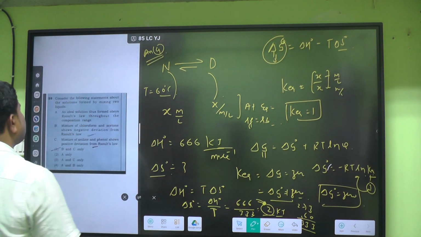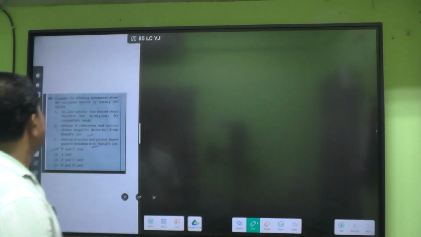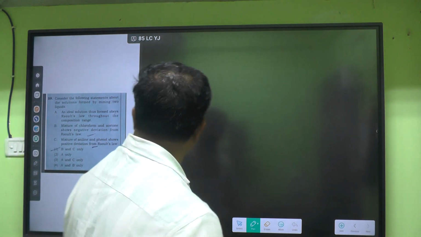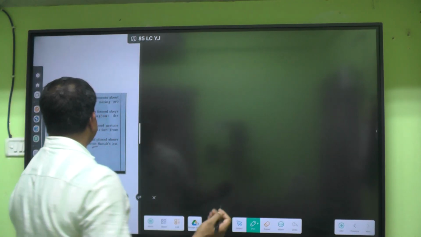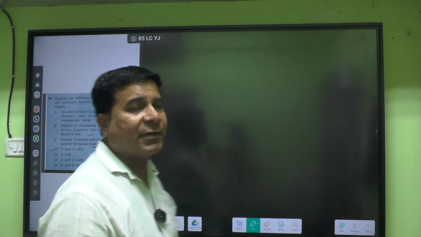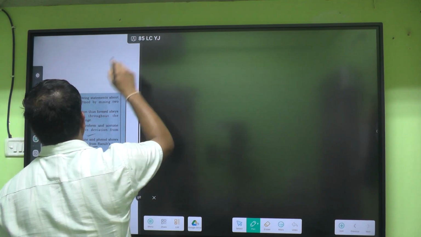Now the next question, question 59. Consider the following statements about the solution formed by mixing two liquids. Ideal solutions obey Raoult's law throughout the composition range. Is this a correct statement? What is Raoult's law? An ideal solution means a solution which follows Raoult's law at all temperature and pressure conditions.